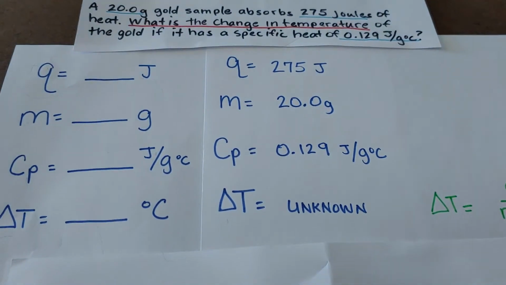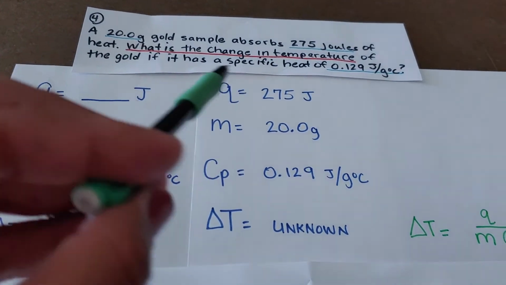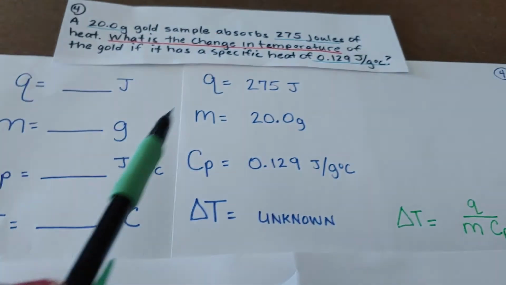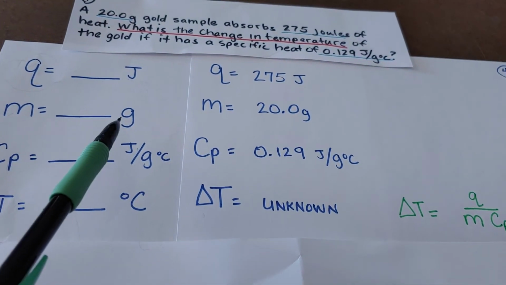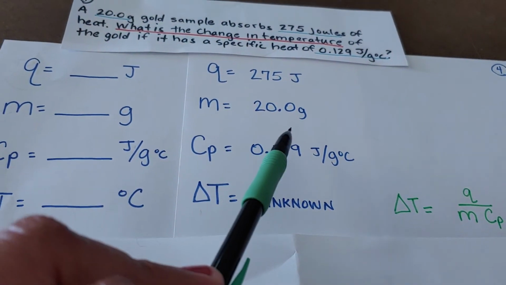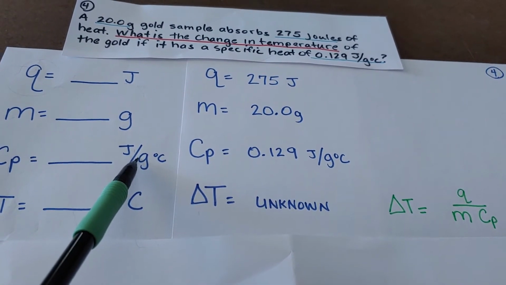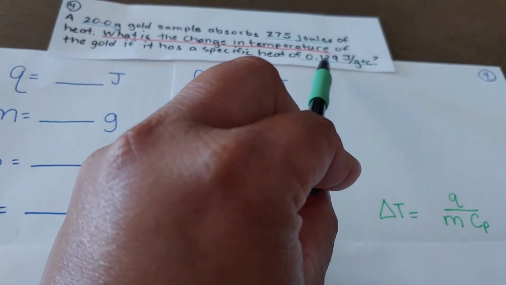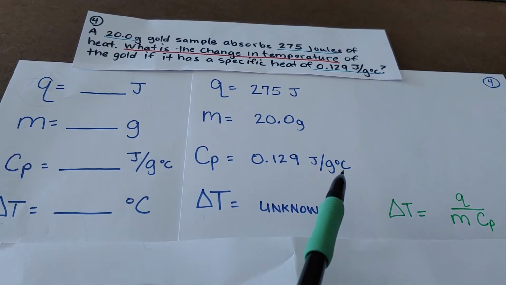Okay, so here we have our side-by-side view. So we know that Q is going to be a number that has joules, and if we go through our question, there it is. So 275 joules go here. For mass, we're going to have a number that has grams, and sure enough, there it is. So 20 grams goes here. Specific heat, here are the units, joules over grams times degrees Celsius, which again, it's given to us, so it's 0.129 joules over grams times degrees Celsius.